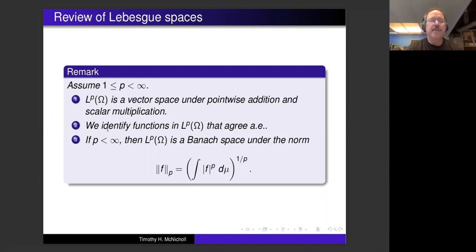So how do we fix that? Well, we identify functions that agree almost everywhere. So when we think about L^p spaces, we should think about the functions in the L^p space as vectors, and those vectors are actually really equivalence classes of functions.